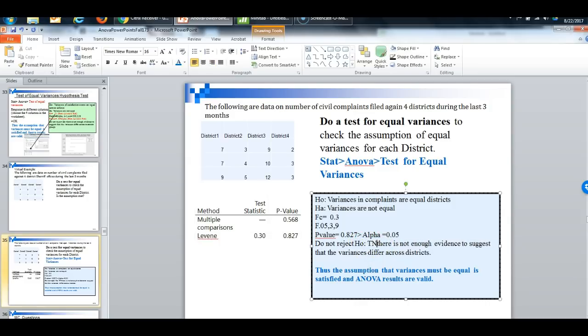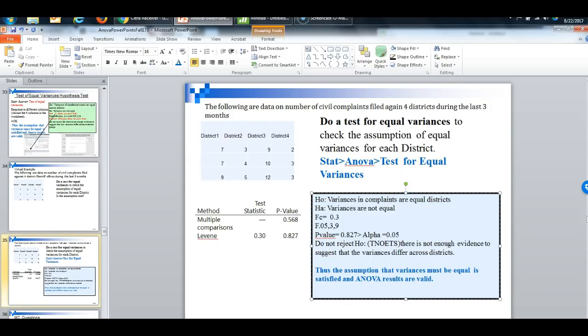You can also just write "TNE" for there's not enough evidence. That's another way I say there's not enough evidence to suggest. If you ever turn in anything that says that, it's fine with me too. I know what you mean. There's not enough evidence to suggest that the variances differ.